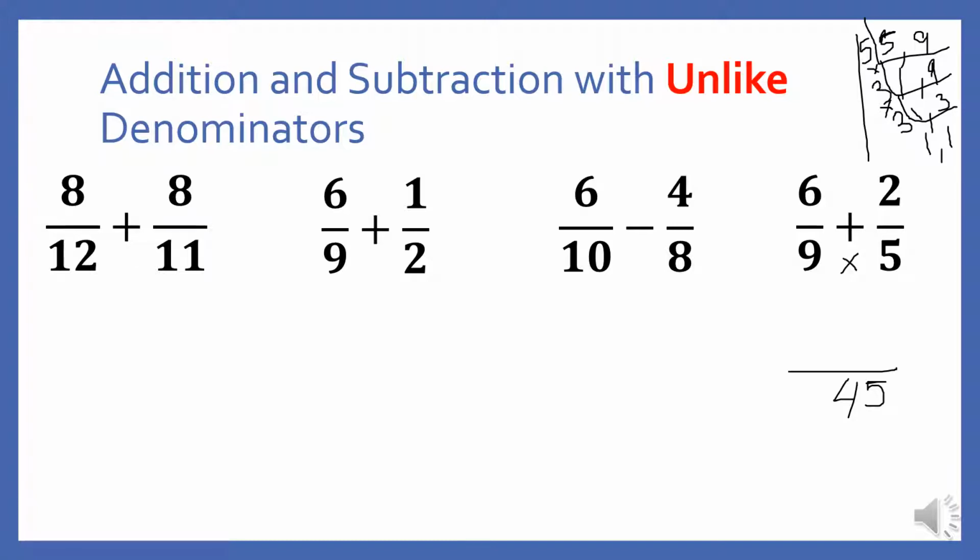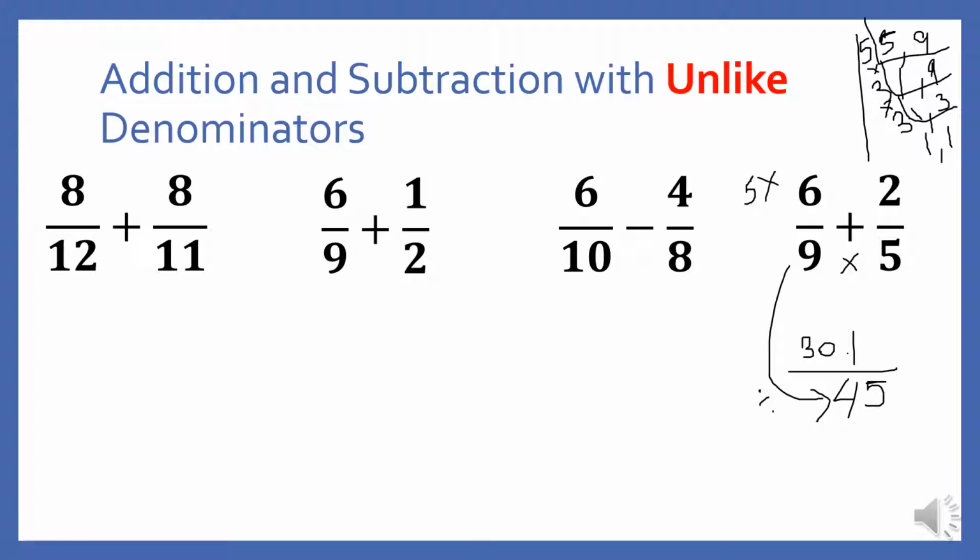So now that we have this and we have our confirmation, we are going to divide, as I said before, and then multiply. 9 can go into 45 5 times. All right, we're going to multiply 5 by our numerator. 5 times 6 is going to give us 30.